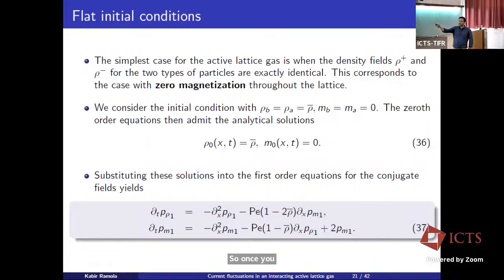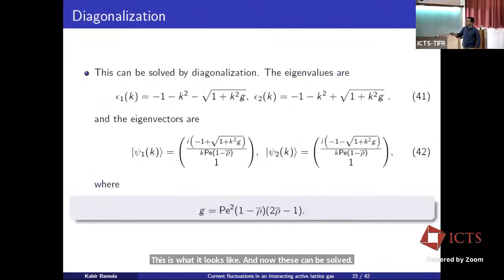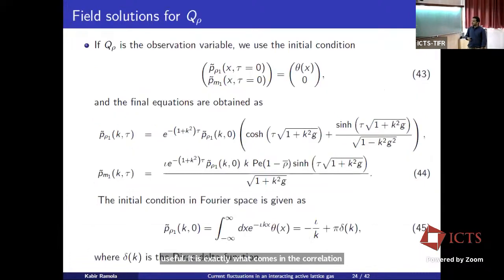It doesn't change. You can put this back into your first order equations. This is what it looks like. And now these can be solved. You just diagonalize and get the solution. I won't go through the way we solve it. Of course, you can just do a matrix diagonalization, but I'll just show you that we have this quantity G, which is basically Peclet number squared times this interesting function of density, which is very useful. It is exactly what comes in the correlation function calculations that were done in previous studies. And here are the full solutions to the fields. You can write down exactly what the P fields look like in Fourier space and M fields look like in Fourier space, with some initial conditions.